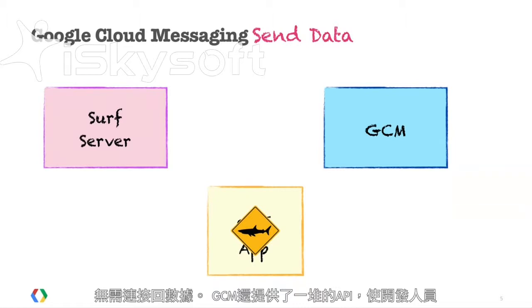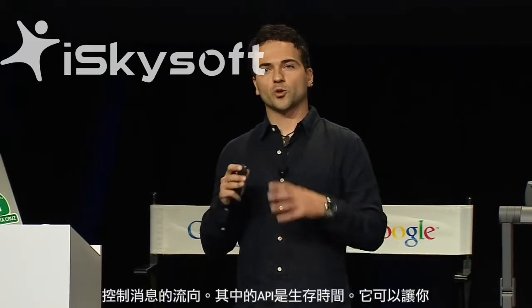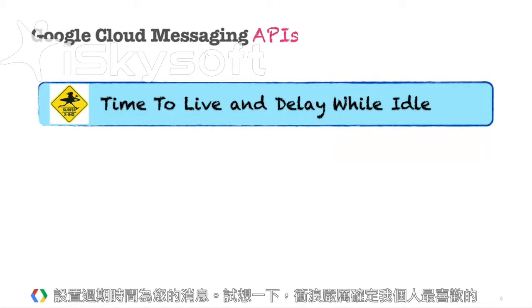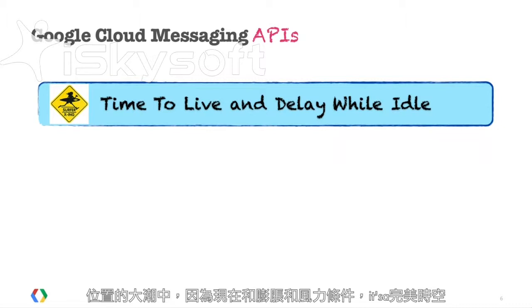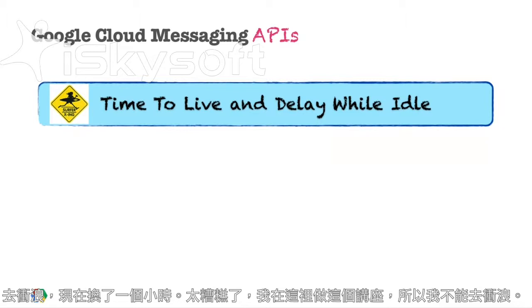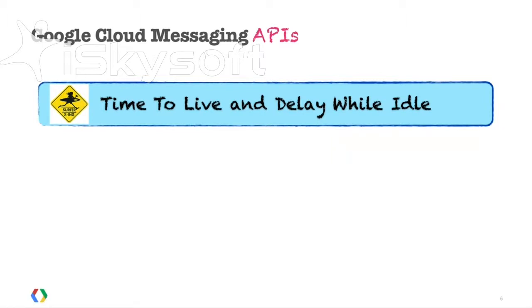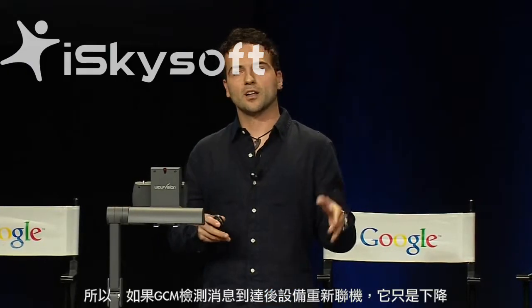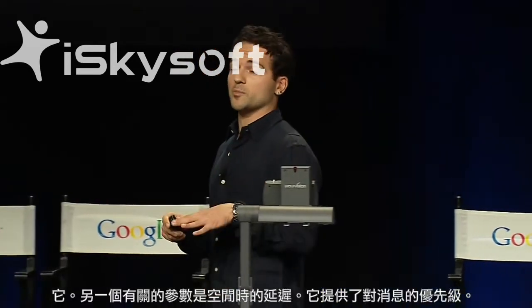Now, GCM also provides a bunch of APIs to allow developers to control the flow of the message. One of these APIs is time to live. It allows you to set an expiration time for your message. So imagine that the surf server identified that on my personal favorite location, because of the tide, swell and wind conditions, it is a perfect time to go surfing for the next hour. But too bad I'm here giving this talk, so I can't go surfing. And in a couple hours when I open my device, I probably don't need to see the message. So if GCM detects that the message expired before the device comes back online, it simply drops it.